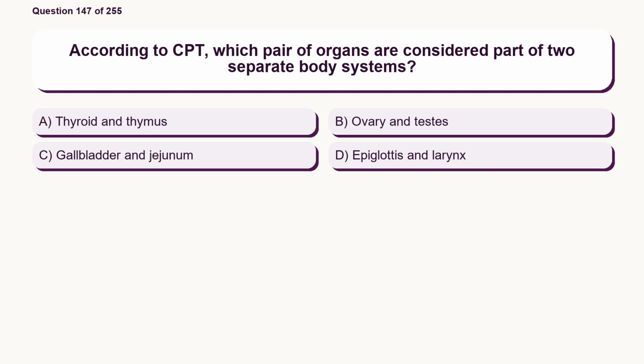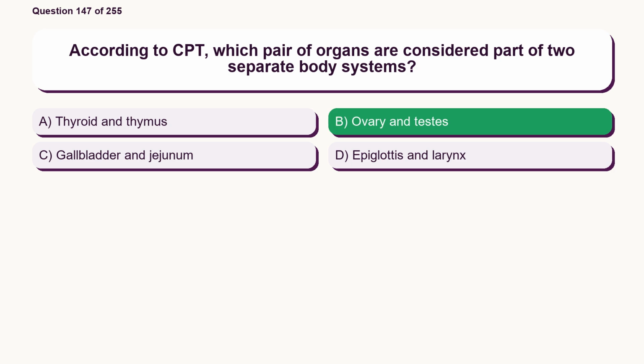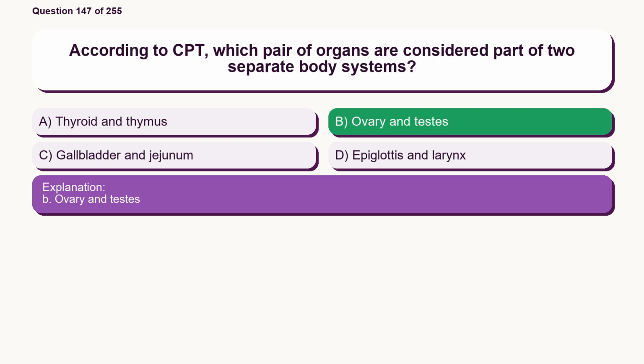Question 147. According to CPT, which pair of organs are considered part of two separate body systems? Option A. Thyroid and thymus. Option B. Ovary and testes. Option C. Gallbladder and jejunum. Option D. Epiglottis and larynx. The correct answer is option B. Ovary and testes. B. Ovary and testes.